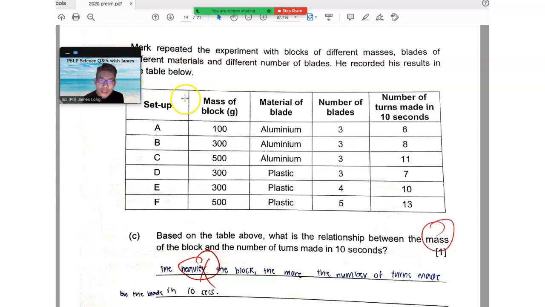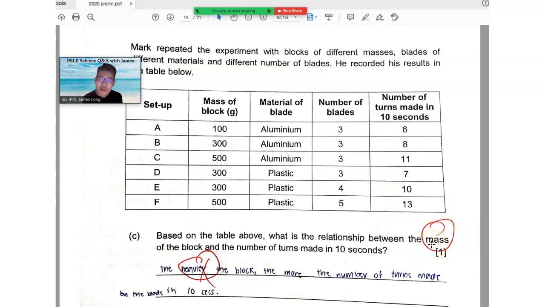wrong. So he repeated the experiment with the blocks of different masses. So blades of different materials are shown here. So what's the relationship between the mass of the block and the number of turns in 10 seconds? Now, what's wrong here is not the relationship, but the use of the word heavier. I explained many times to you, mass is not weight.